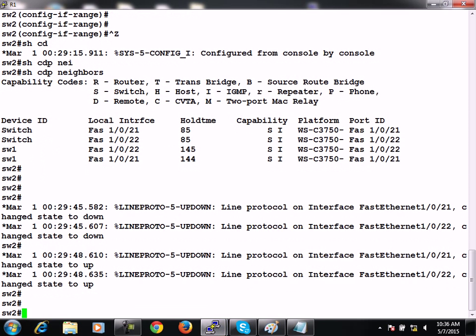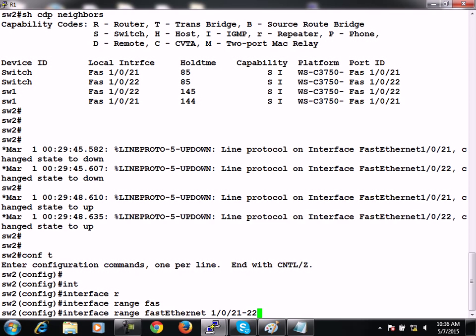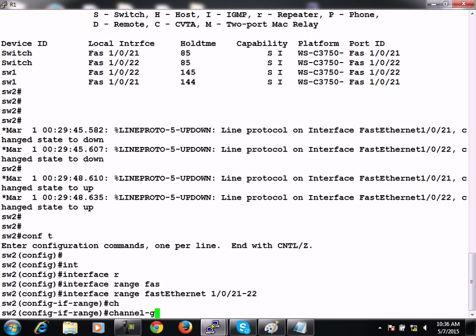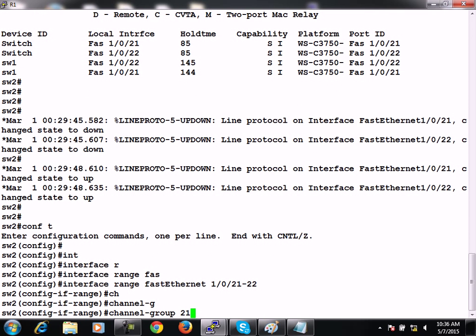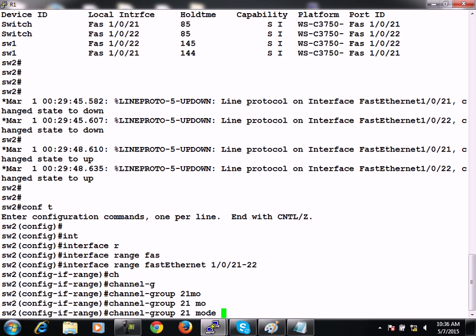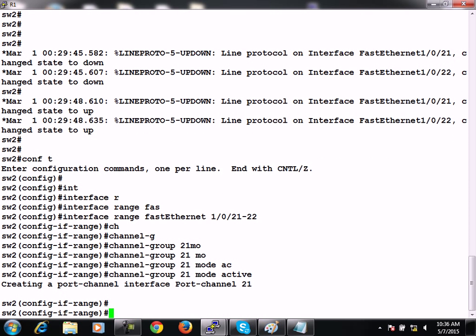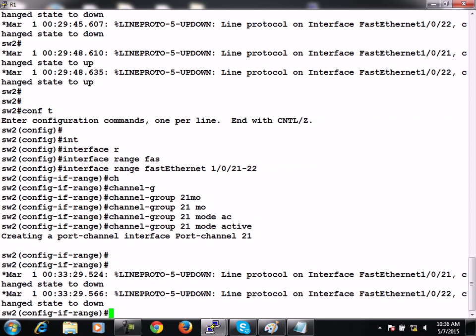We can move on to switch 2, and on switch 2, interface range FastEthernet 1/0/21 to 22, and then we can say channel-group, we can take 21 as well. Here it is not mandatory to use the same number on both switches, right? So this time I took 21, and then in mode here you cannot configure LACP. If you configure LACP, let's say for example you said active, because if you are going to configure LACP, then you have to use the combination of active and passive. Fine. So let's say that I have configured active here. So what will it show me now?